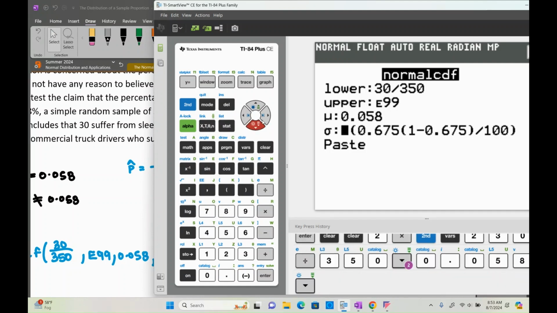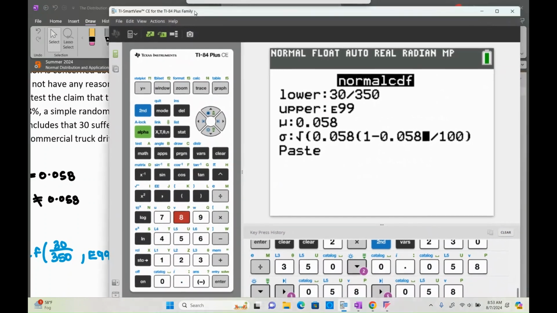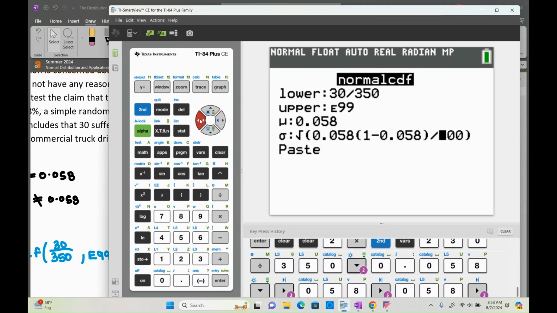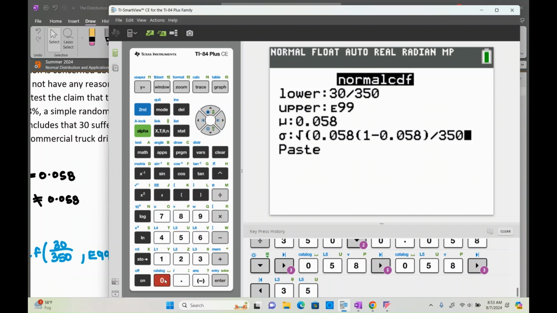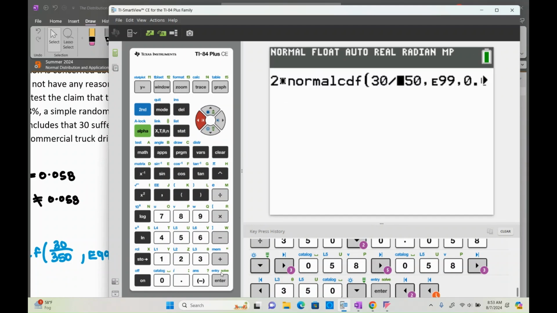0.058 here. And I'm going to just come down here and type over some of this stuff, since this is pretty much almost exactly what I need. So yeah, we have p times 1 minus p, and then the sample size again was 350. So I'll just type over the 100 here and put in my 350. And I'll hit paste. And if I were to scroll over here, you can see I have my 2 times there. So I'm getting about, I would say, about 0.027. Okay.